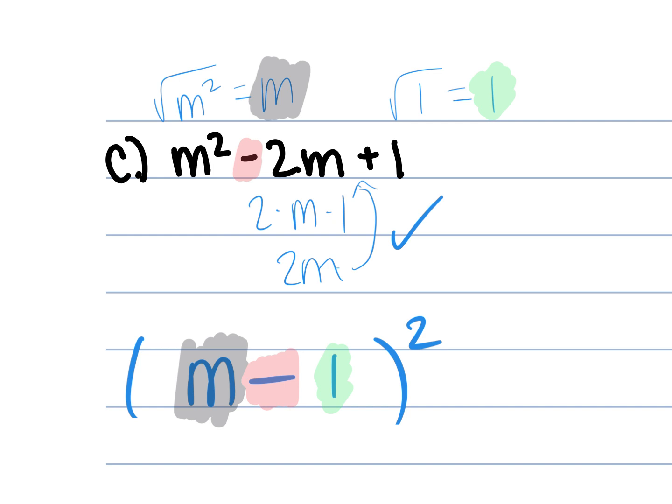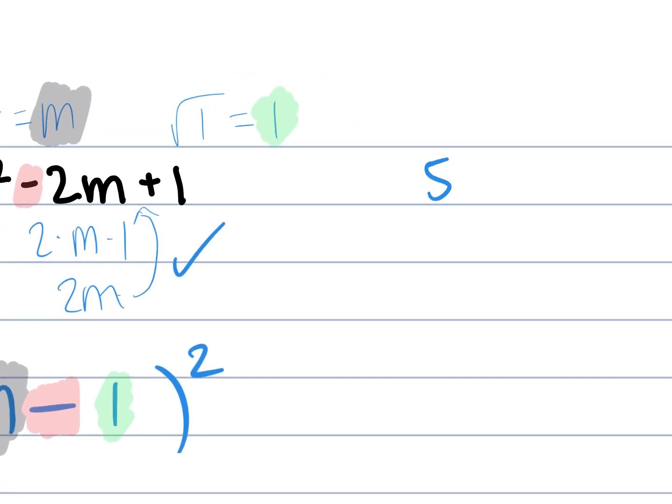How do you know when you can use the shortcut? If the first and the last term are perfect squares. Do you know what the square root of m squared is? Do you know what the square root of 1 is? Let me give you an example where you can't. Do you know what the square root of 5m squared is? No, me neither. So we can't use it in that case.